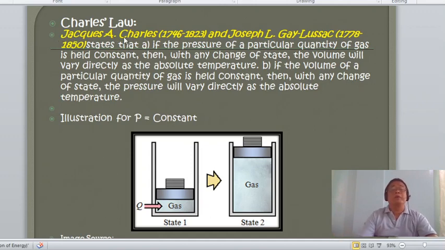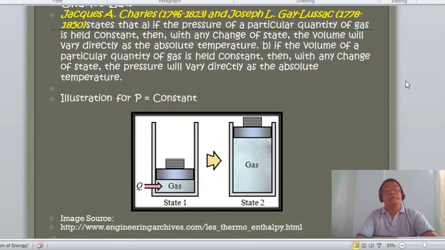For the other case, if the volume of the quantity of gas is held constant, then with any change of state, the pressure will vary directly as the absolute temperature. I think the law is clear.